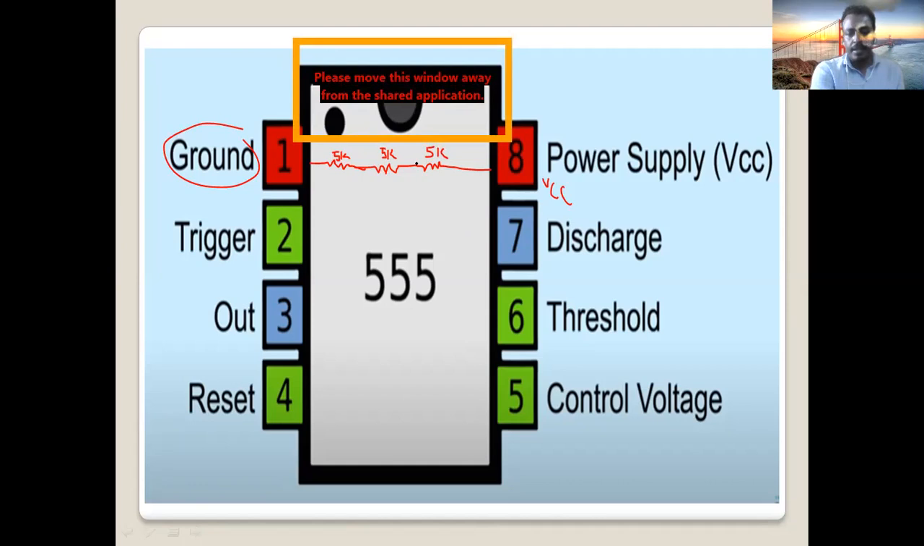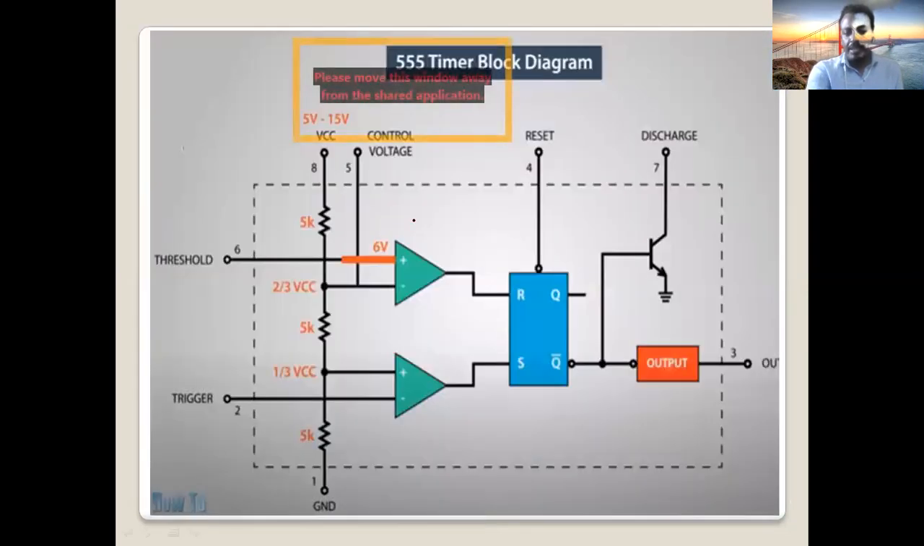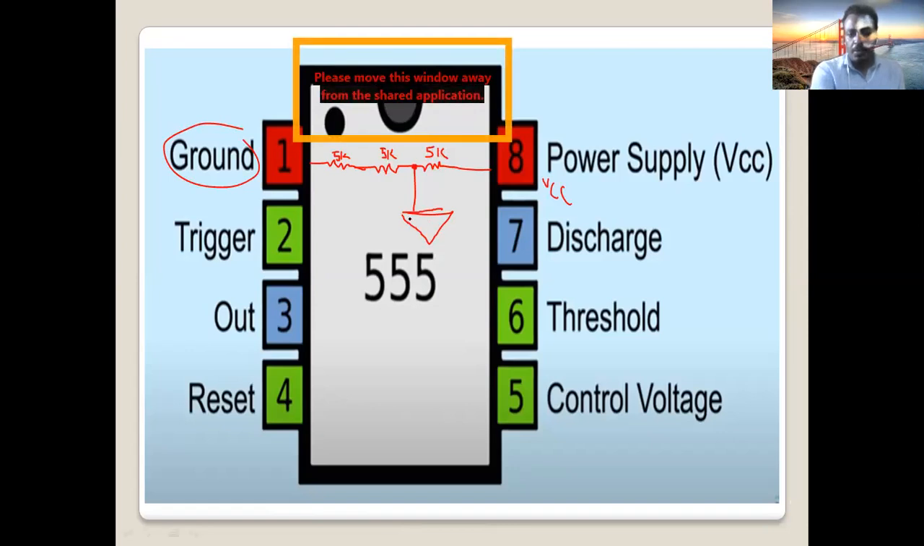Then one of this voltage, which is how much? 2/3 of this voltage goes to one comparator. Inside there is one comparator. Which part does it go to? The negative part, right? The comparator has two inputs, negative connected to what? 2/3 of VCC here. How about the positive? The positive is our threshold here.